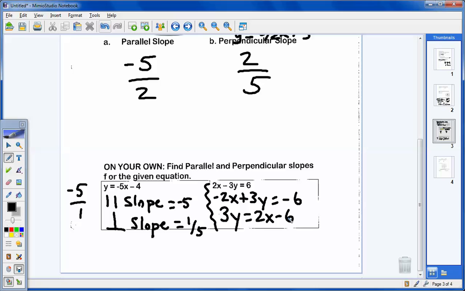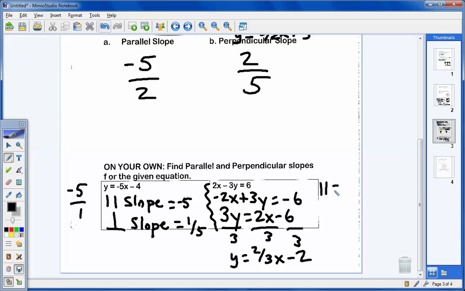What are you dividing everything by? 3. Boom. When I divide by 3, divide by 3, divide by 3. Help me out, kids. Y equals... is 3 going to go into 2 evenly? No. Leave it as a what then? Fraction. What's 6 divided by 3 going to get you? 3. Positive 2. 6 divided by 3? 2. Okay.